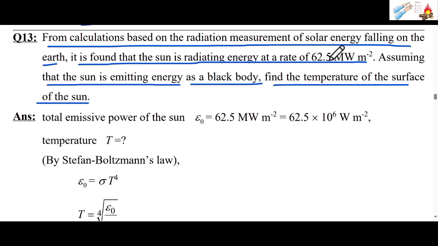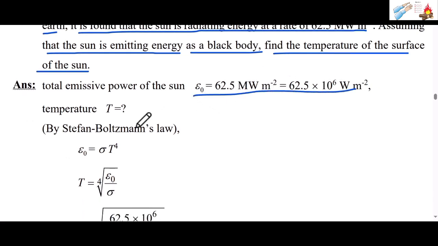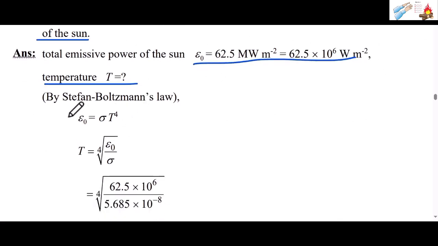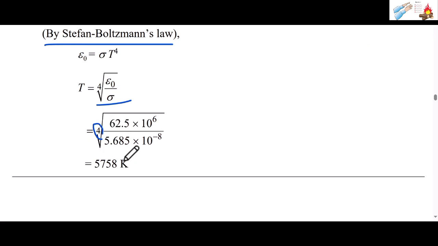Here H is 62.5 megawatt per square meter. For a black body, epsilon is 1. So H = epsilon sigma T^4, and taking the fourth root we find the temperature.